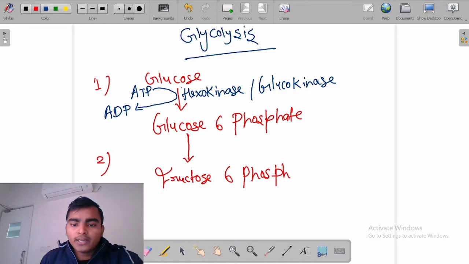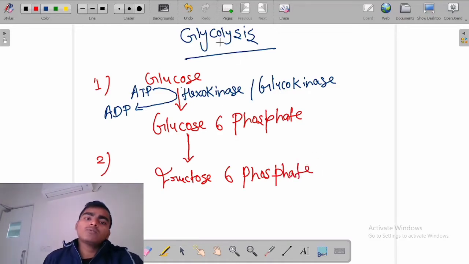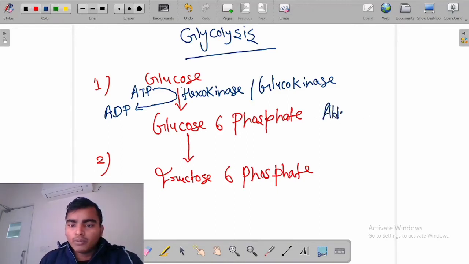You need to understand that glucose is an aldose sugar because there is an aldehyde group. I'm talking about glucose, not glucose 6-phosphate. So an aldose sugar is a glucose sugar, because there is an aldehyde group in this glucose.